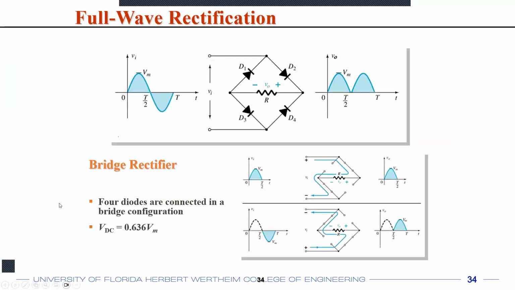Now, how do we achieve that? How do you do a full wave rectification? One way to do the full wave rectification, the simplest way, is to use something called a bridge rectifier. And in this case, you have to use 4 different diodes. Okay? Now, how does this circuit work?